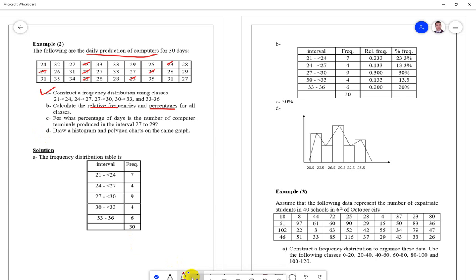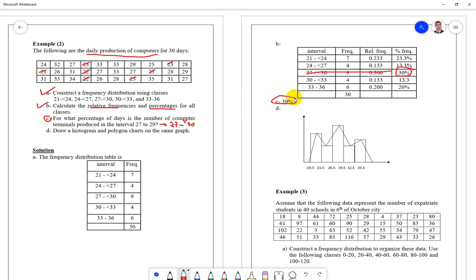That now we answer the question B. Direct application for relative frequency and percentage frequency to answer the questions. That in C. Yeah, but question C ask you for what percentage of days is the number of computer produced in the interval أو the class 27 to 29. Be careful now. 27 to 29 the same as 27 to less than 30. يعني you can read that as 27 to less than 30. Okay, the same way. So what percentage of days you have in production computer produced between 27 to less than 30? Just you can find that from actually the class that you have, that 27 to less than 30, and then you'll find the percent equal 30%.